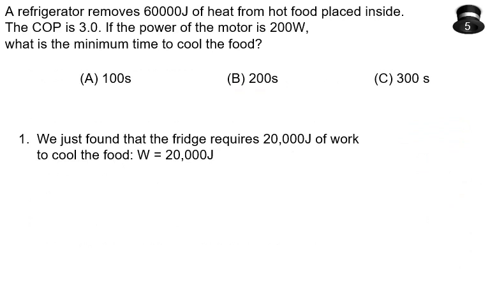Okay, so remember, you're not allowed to forget anything. So let's take some stuff that we learned earlier, about work and power. So again, your refrigerator removes 60,000 joules of heat from the hot food inside. The coefficient of performance is 3. If the power of the motor is 200 watts, how long is it going to take to cool the food?